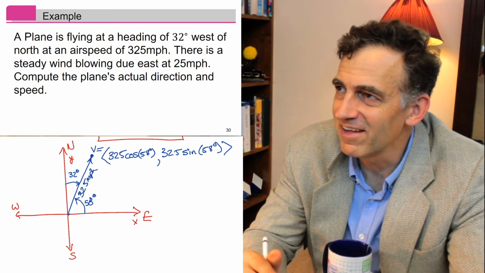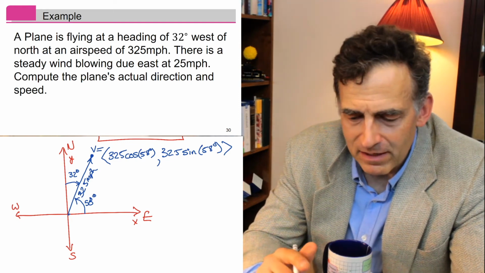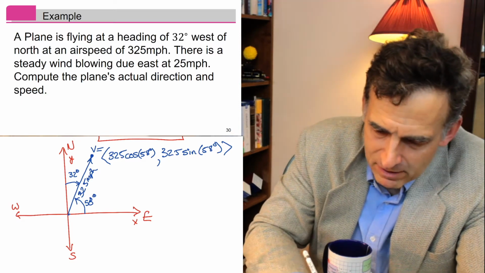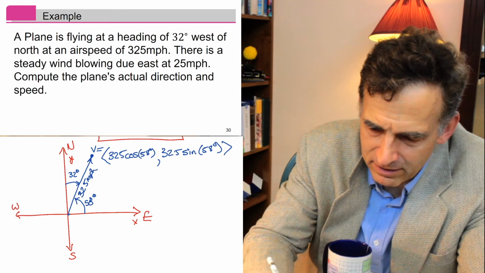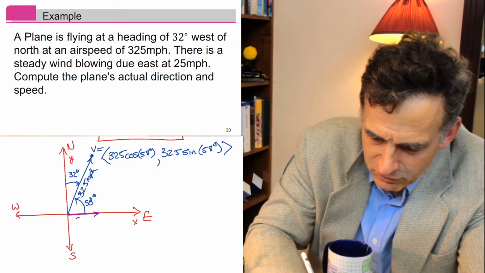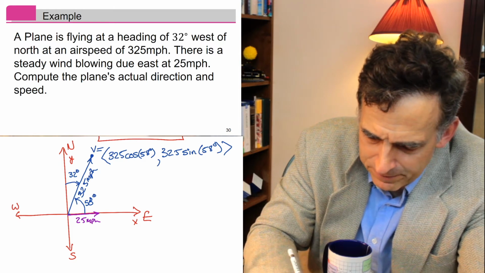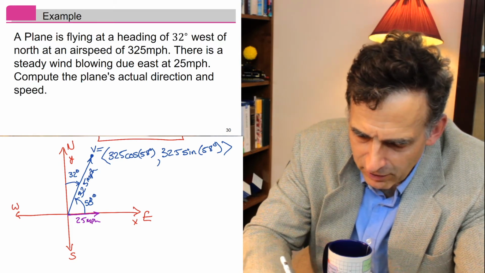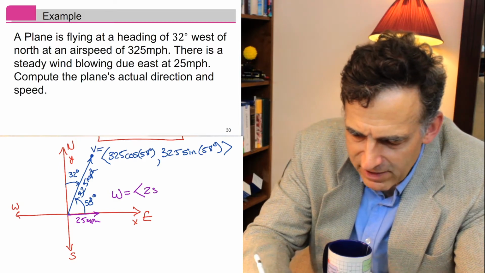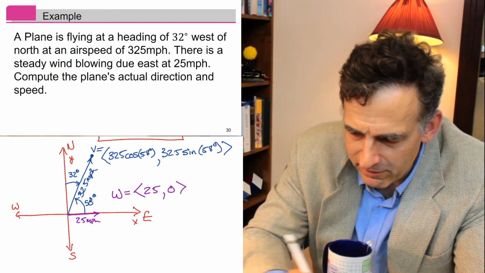Okay, the next thing is the wind is blowing due east at 25 miles per hour. So I'm going to draw that in a different color. How about purple? So we'll do that. 25 miles per hour. And that's a lot easier. We'll call that W for wind. That's 25 in the x direction and 0 in the y direction.